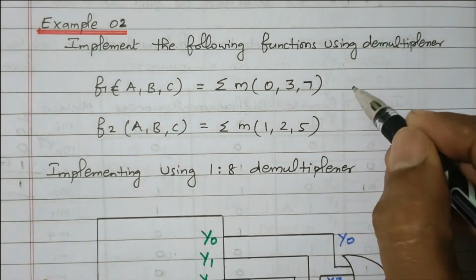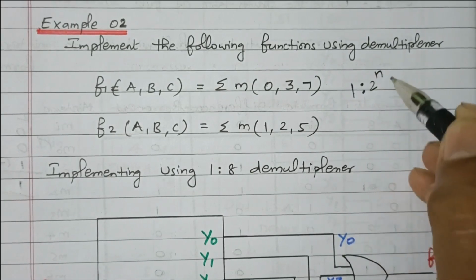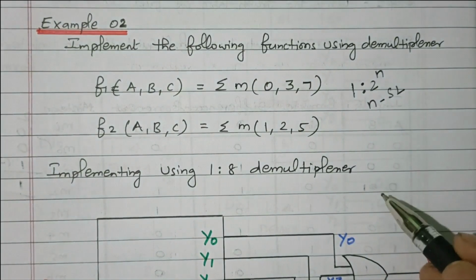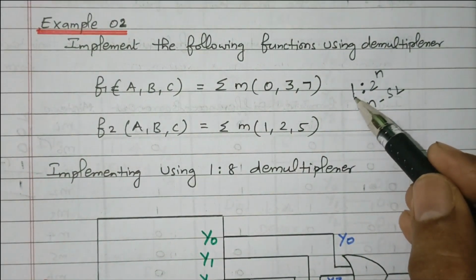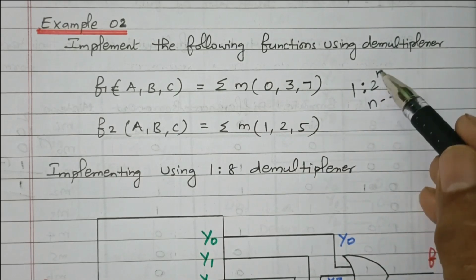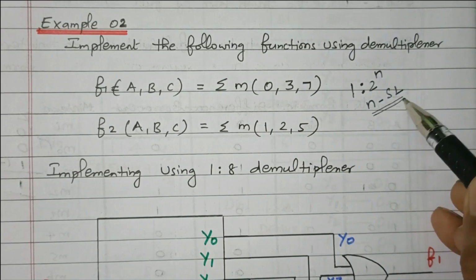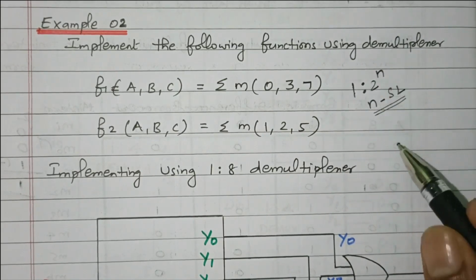We know that a demultiplexer is nothing but one input with 2 to the power n outputs and n selection lines. So this is the basic structure of the demultiplexer. Having only one input that is converted into 2 to the power n outputs, that is done by the selection lines. The selection lines convert one input into 2 to the power n outputs.